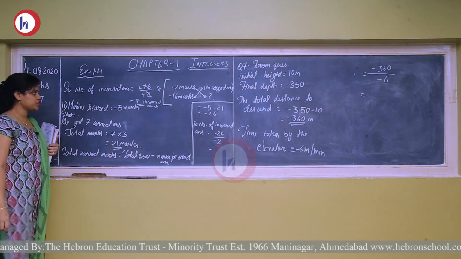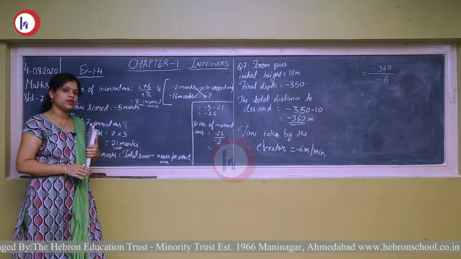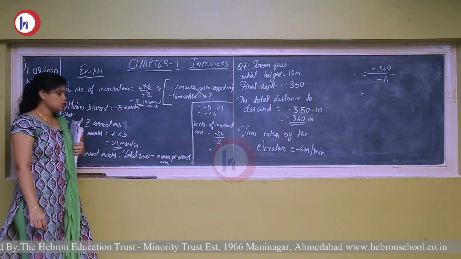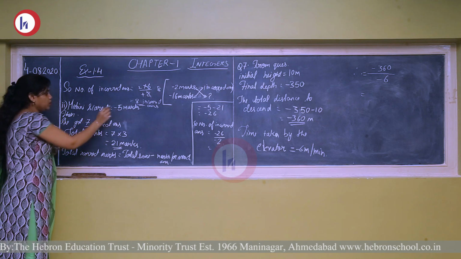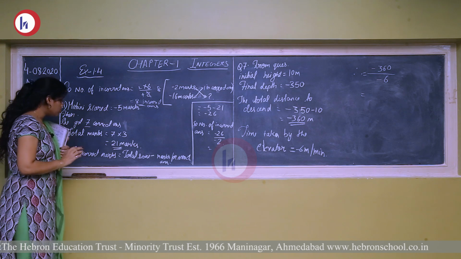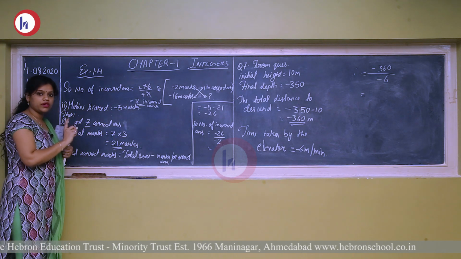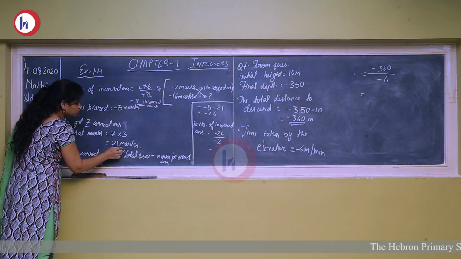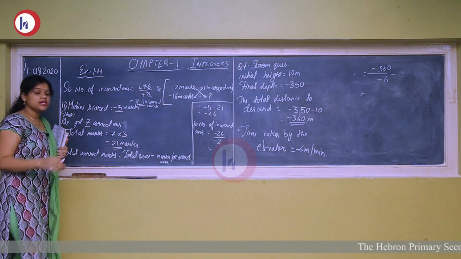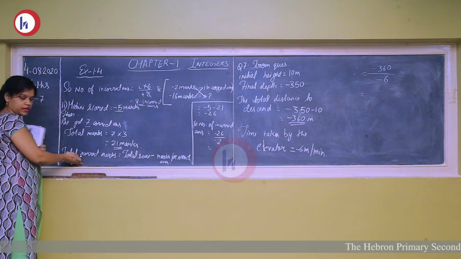Second part of that same question is Mohini scored minus 5 marks. Now her total score is minus 5 marks. But she attempted 7 questions correct. So if Mohini attempted 7 questions correct, what her total score should be? 7 into 3, because 3 marks are given for every correct answer. That means her score should be 21 marks. But she is getting only minus 5. That means she has done some incorrect questions.